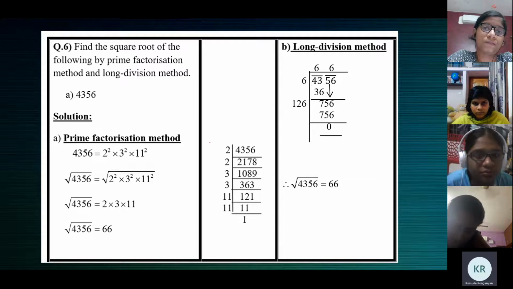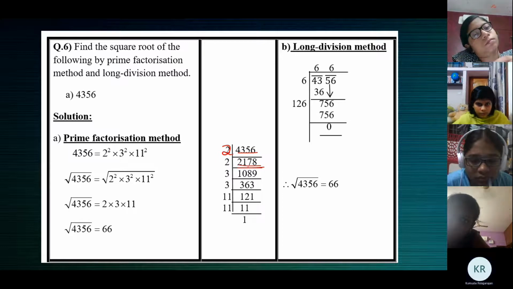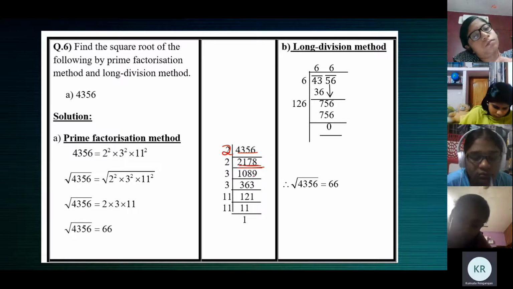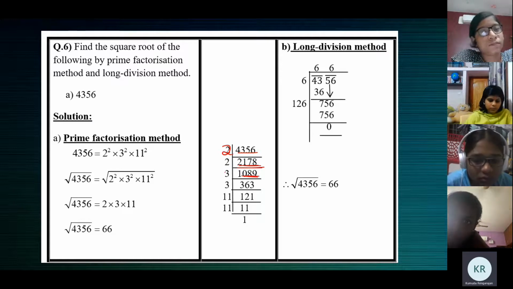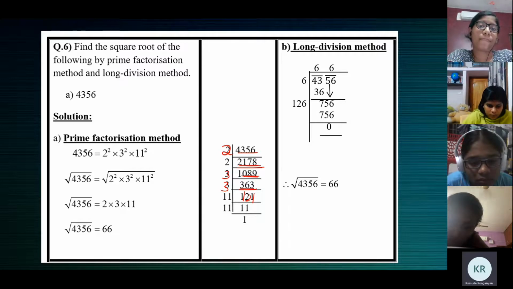All right, children. So see, I told you I'll start with 2. This number is divisible by 2. Again, it's divisible by 2. Then after this, it's not divisible by 2. So I leave 2. Then I try with 3. It's divisible by 3. Now this number is also divisible by 3. Then after that, I got 121. This 121 is not divisible by 3, which is why we didn't use 3 again.